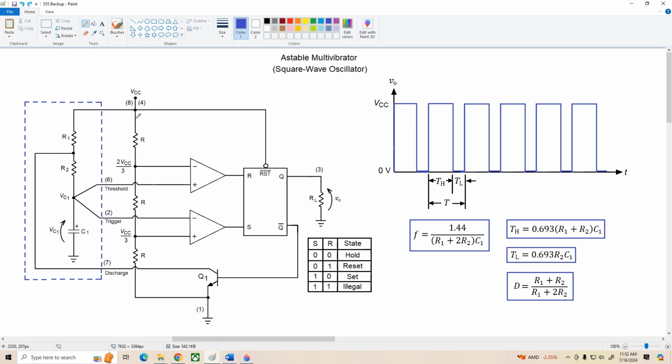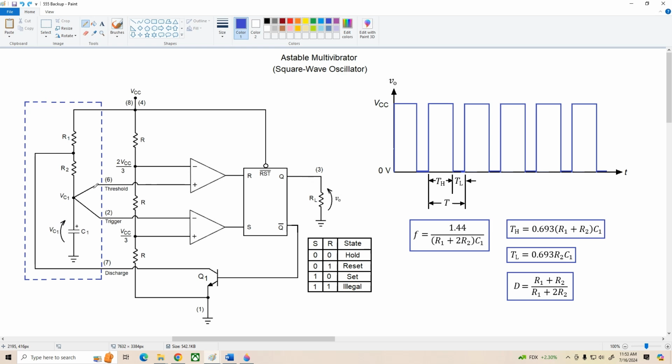The capacitor is charging through R1 and R2, so the charging time constant is R1 plus R2 times C1. All right, now, as the voltage across C1 increases, it exceeds VCC over 3, but that just makes the output of this bottom comparator go low. The output latch just holds its present state, which is high, and the capacitor continues charging.